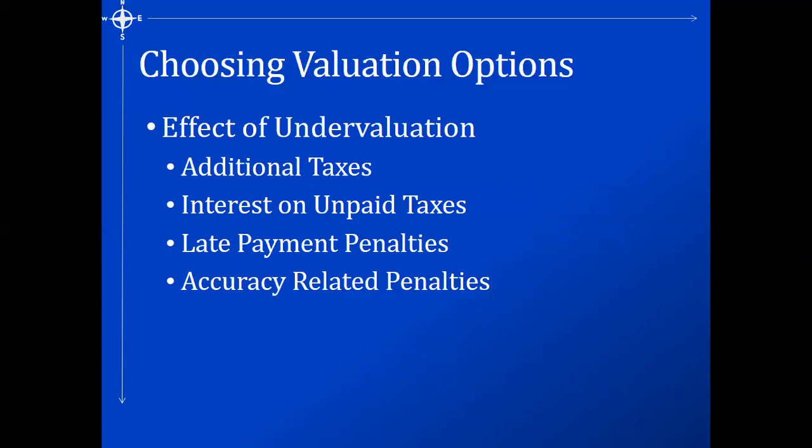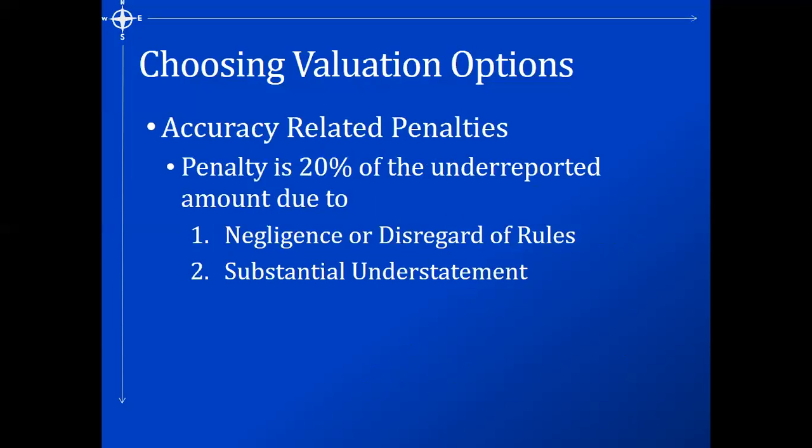And then you have accuracy-related penalties. In other words, because you have inaccurately reported the value of something that's a source of your taxable income, there's additional penalties because of the inaccuracy of your reporting. So let's talk a little bit about that. The penalty for inaccurately reporting the value of an item, or inaccurately reporting the income items on your return, is 20% of the underreported amount due. And that is the amount if it's due to negligence or disregard of the rules, or if it's something called a substantial understatement.